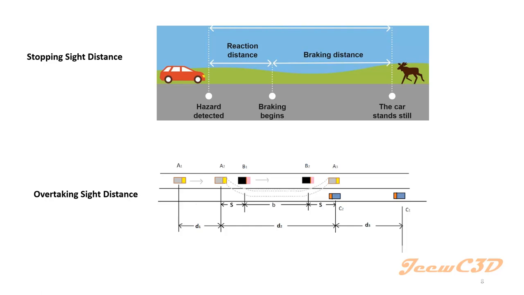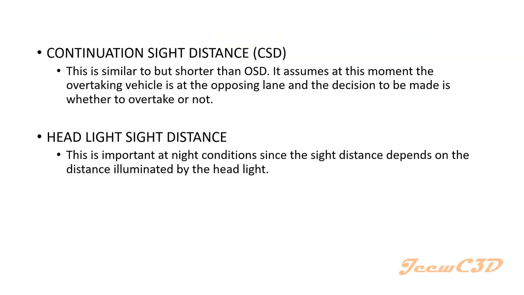If you overtake that vehicle, the distance is called the continuation sight distance. If you think that sight distance is not enough, you will come back to your normal lane again without overtaking. Then the headlight sight distance means the length of the road which can be seen under headlights in nighttime conditions. Usually we take this headlight sight distance as similar to the stopping sight distance. So at the headlight sight distance criteria, you take the stopping sight distance equal to the headlight sight distance.